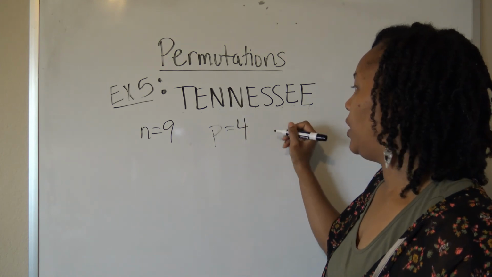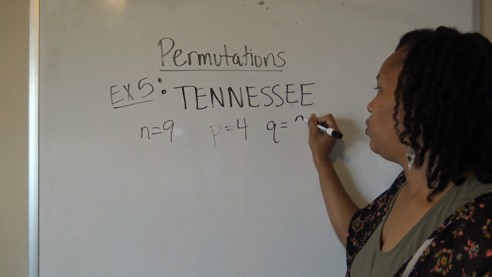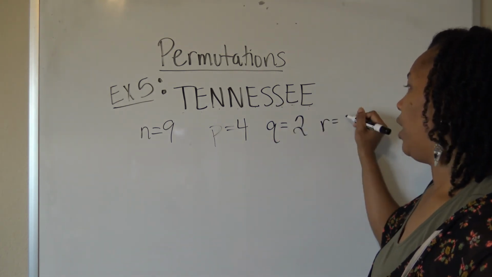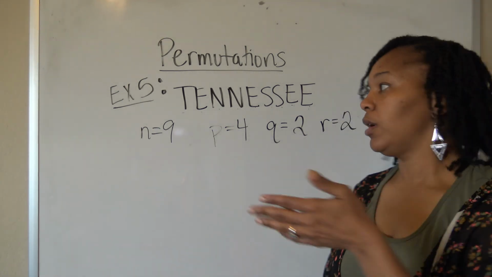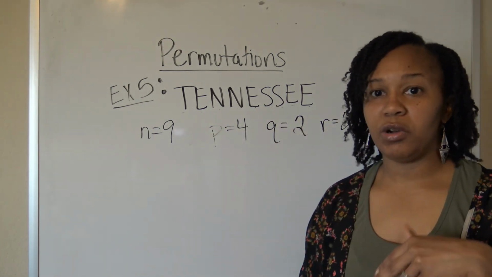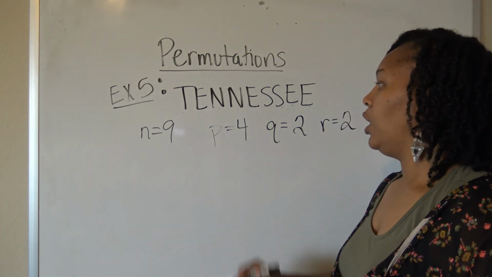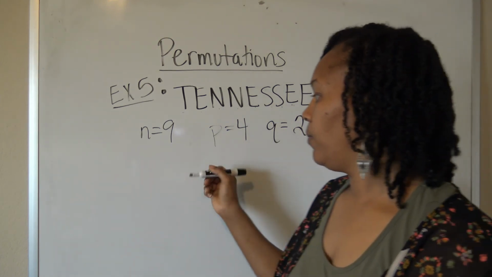Then N is repeating. So that would be our Q. The number of N's would be our Q. We have 2 N's. And then we have S's repeating. So that would be like our R. We have 2 S's. And if we had more letters that were repeating, then we would keep having more letters besides P, Q, and R. You can just call them whatever you want. N, M, and so forth. It's just letting you know that you want to count how many of those repeating letters you have, and you want to use those in your formula.